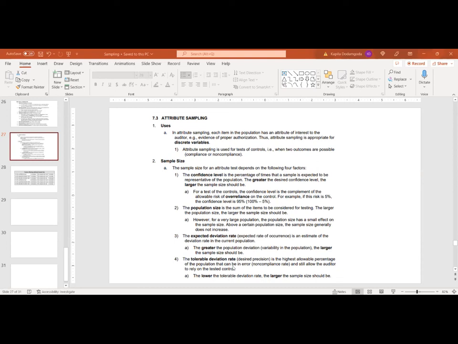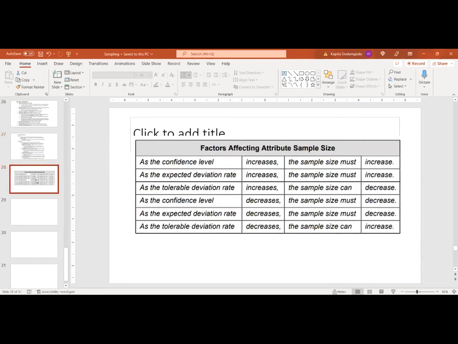Higher confidence level, lower risk level, the sample should be bigger, and vice versa. Population size is bigger versus lower: the bigger the population, the bigger the sample should be, up to a particular level. The expected non-compliance is higher, the sample also should be bigger. And if the tolerable mistakes or deviations are higher, the sample size can be smaller. But if the tolerable deviations are lesser, then the sample has to be bigger. So those are the 4 conditions that you need to consider when you decide on the sample size of a discrete variable. This is what it explains.